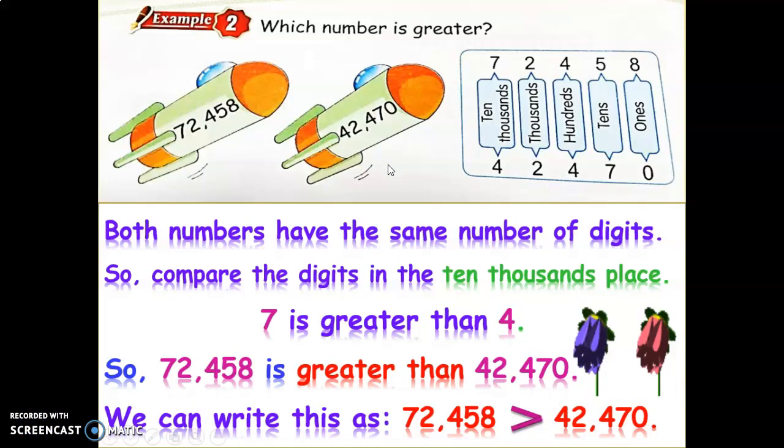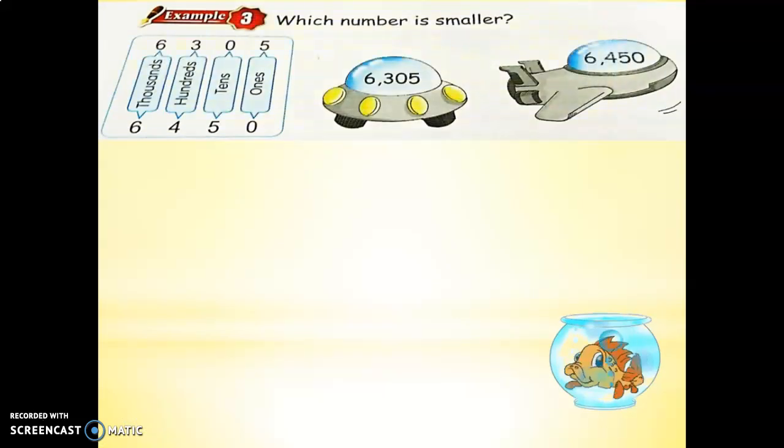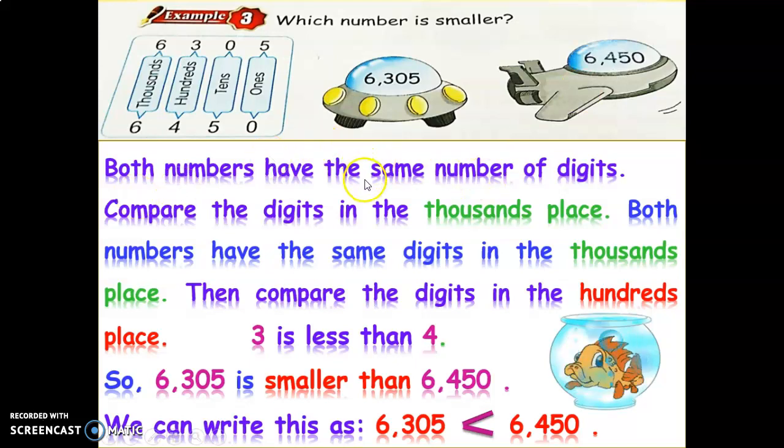Now let's take a look at another example. For example number 3, we have to find which one is the smaller number. Compare 6,305 and 6,450. Both of these numbers have the same number of digits. Both of them have 4 digits. So now we will compare the digits in the thousands place.